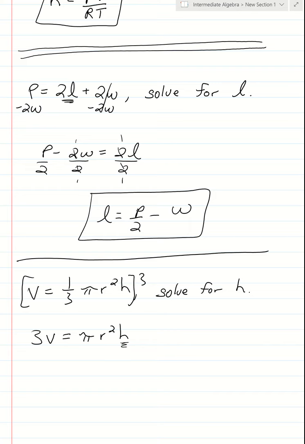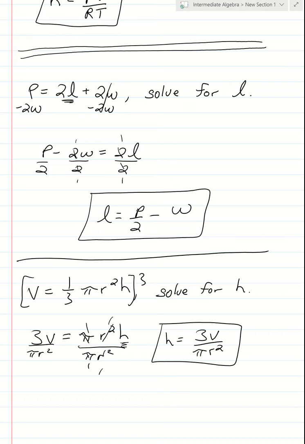And once again, in looking at h, h is being multiplied with pi and with r squared. So to eliminate the multiplication, I would have to divide both sides by the pi r squared. And so now the pi's would simplify on the right, as well as the r squares would simplify, leaving us with h equaling 3v divided by pi r squared. And that is your value for h.